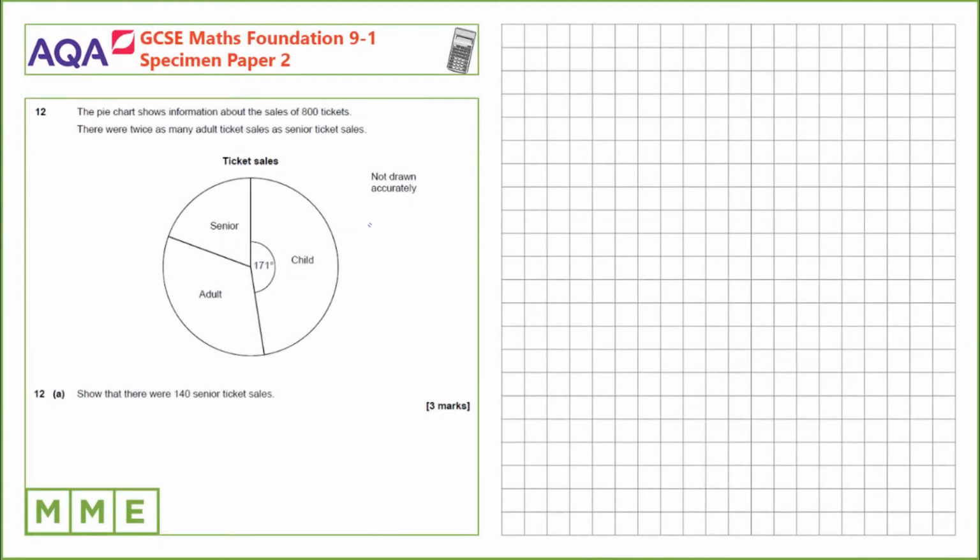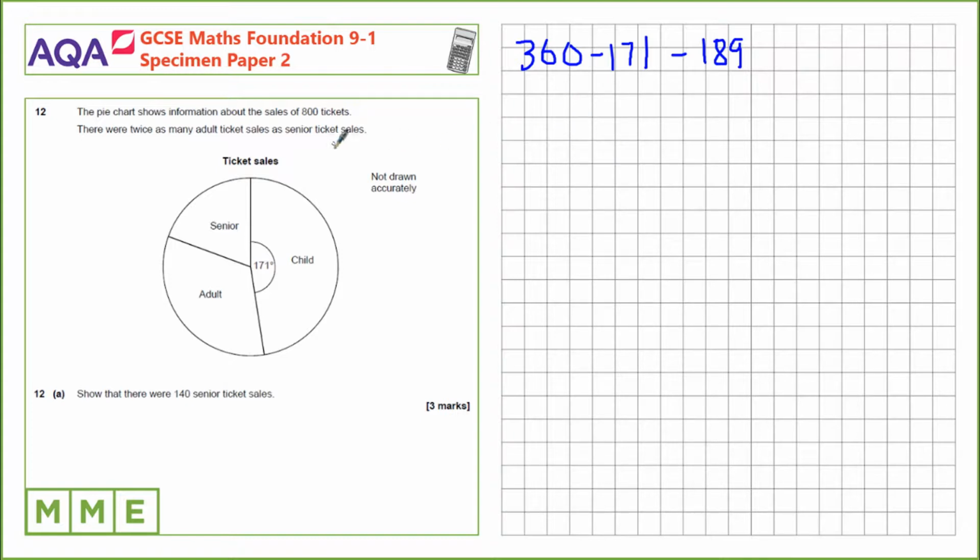Question 12. The pie chart shows information about the sales of 800 tickets. There were twice as many adult ticket sales as senior ticket sales. Show that there were 140 senior ticket sales. First, let's figure out how many degrees this whole section is. That's 360 minus 171. This angle here is 189.